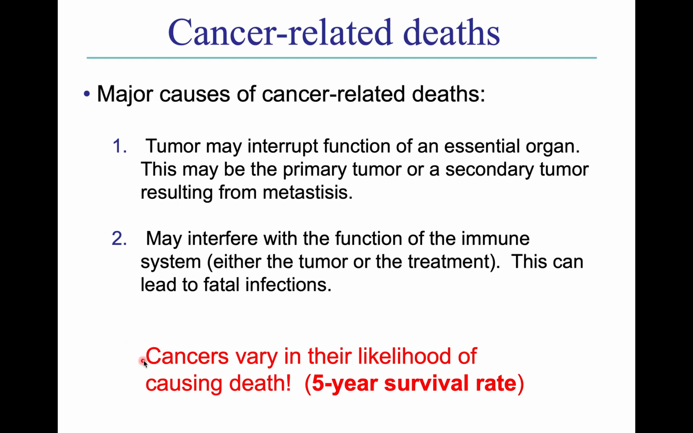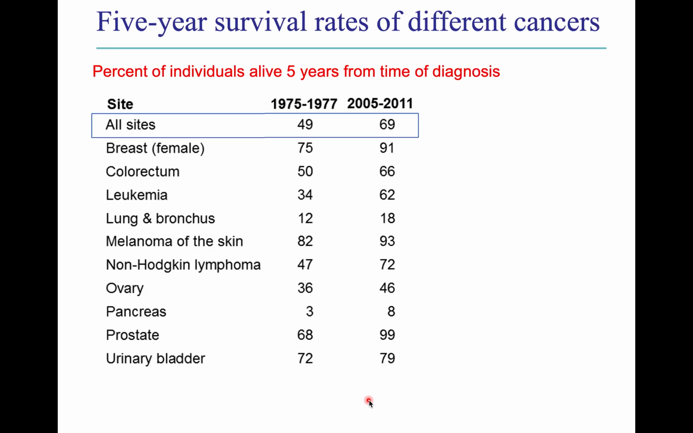And as we saw earlier in the chapter, different cancers vary in their ability to cause death, or their likelihood of causing death. Oftentimes you'll see cancer death rates, mortality rates, expressed in terms of 5-year survival rates. This was a commonly accepted metric in the field of cancer medicine and cancer research, and it basically looks at the percent of individuals that are alive at 5 years from the time of diagnosis.